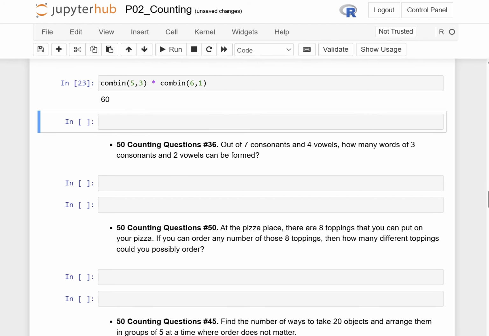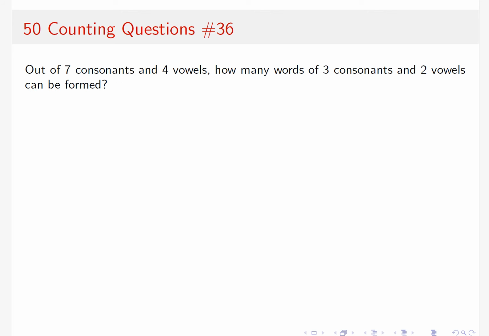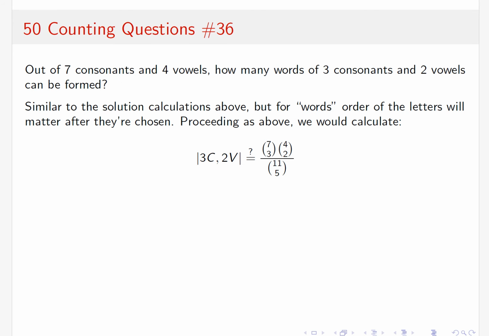All right. So out of 7 consonants and 4 vowels, how many words of 3 consonants and 2 vowels can be formed? Okay, we're going to use combinations to draw the letters, right? We have 7 consonants, so 7 choose 3 to get 3 consonants. We have 4 vowels, so 4 choose 2 to get 2 vowels.